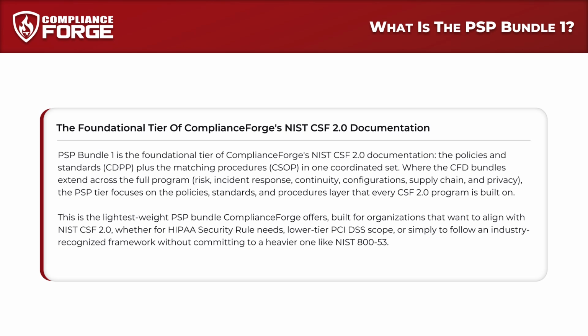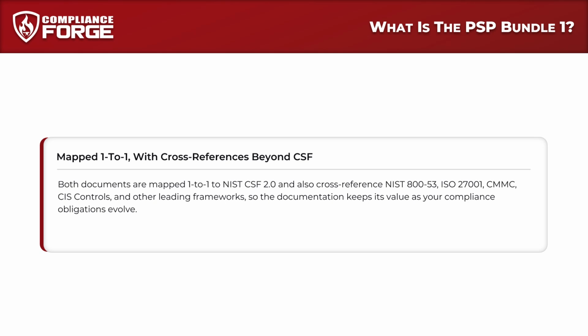It is built for organizations that want to align with NIST CSF 2.0, whether for HIPAA security rule needs, lower-tier PCI DSS scope, or simply to follow an industry-recognized framework without committing to a heavier one like NIST 800-53. Both documents are mapped one-to-one to NIST CSF 2.0, and they also cross-reference NIST 800-53, ISO 27001, CMMC, the CIS controls, and other leading frameworks. So the documentation keeps its value as your compliance obligations evolve.